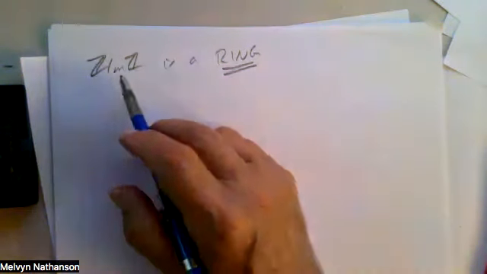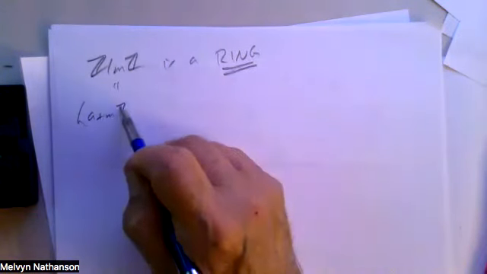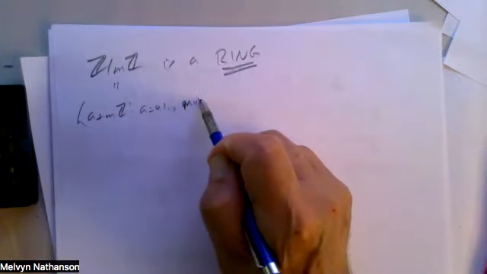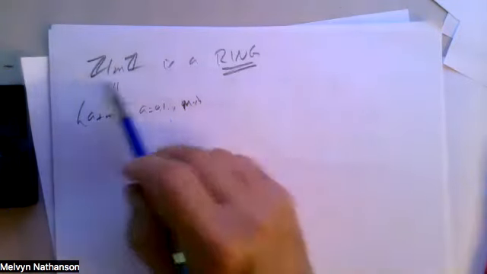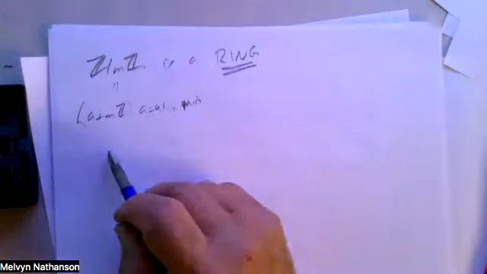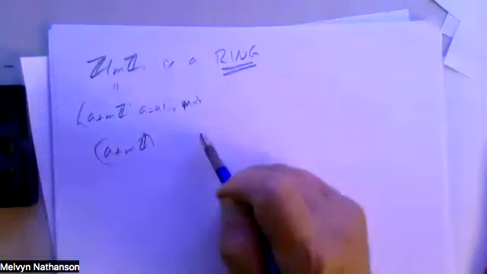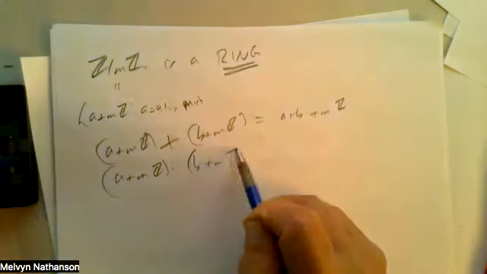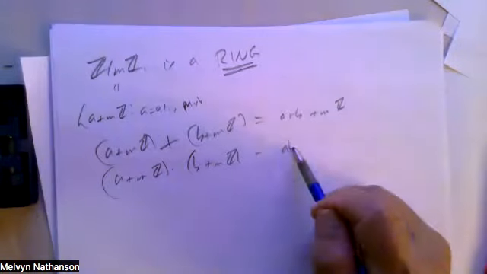So Z mod MZ, what is this? This is the set of all congruence classes A plus MZ. So this is a finite set. It consists of M congruence classes, and that's a ring with addition defined by just adding the A and B, and multiplication defined by just multiplying the A and B.